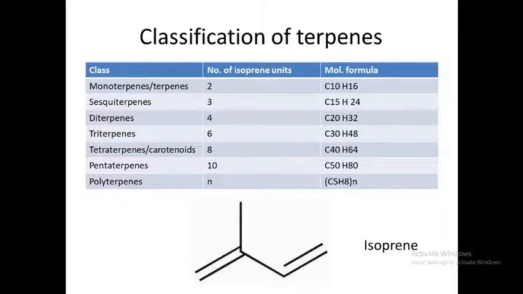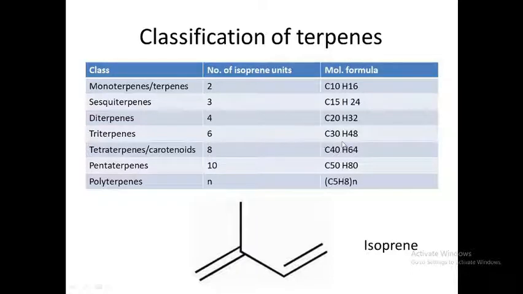So first is monoterpene, or simply known as terpene, which consists of 2 isoprene units joined together. So 2 isoprene units means, of course, the molecular formula will be C10H16. The second is sesquiterpenes, which consist of 3 isoprene units. So molecular formula is C15H24. Third is diterpenes, which consist of 4 isoprene units. So molecular formula C20H32. Fourth is triterpenes, consist of 6 isoprene units.